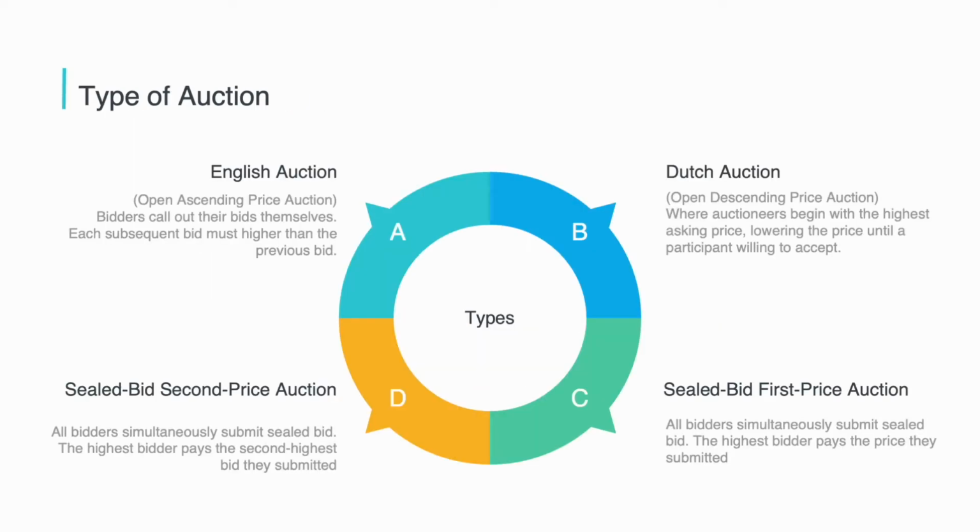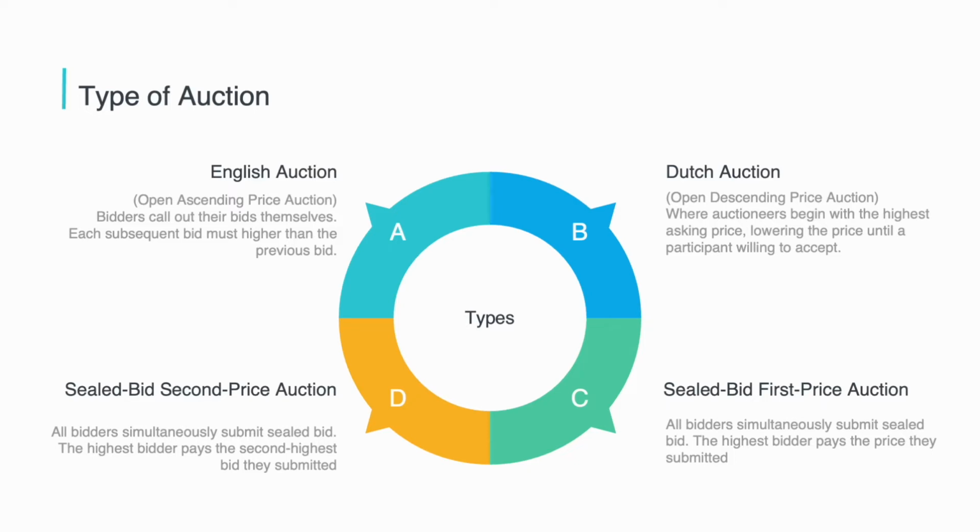So there are also 4 types of commonly known auctions. The first one is the English auction. It is also called open ascending price auction. In this type of auction, bidders can call out their bids themselves, and each subsequent bid must be higher than the previous bid. So it's more like a challenge among bidders.